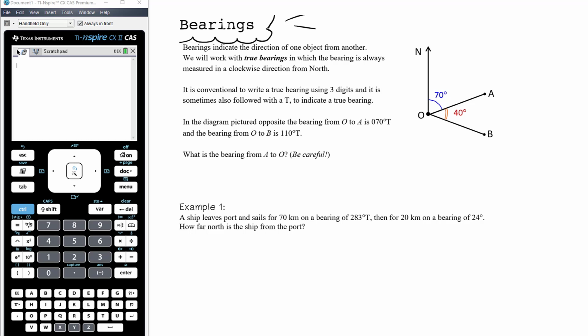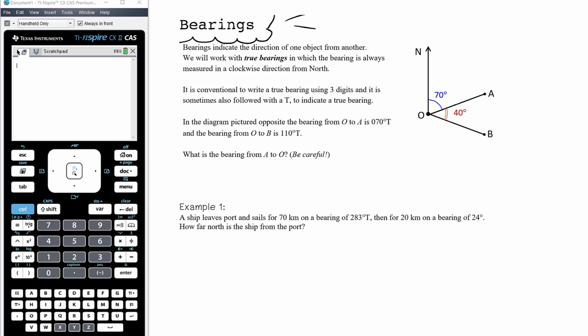So when we write a three-figure bearing or a true bearing, it's conventional to use 3 digits. It's also good to follow it with a T, indicating that it's a true bearing. So for example, in the diagram pictured opposite, the bearing from O to A is 070 degrees true. So we write the 0 at the front because we always write it as a three-figure bearing.